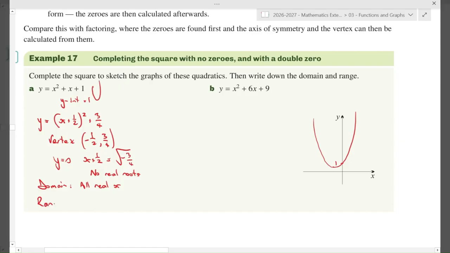What is my range? Remember, range is the y values? Nope. The domain, yes, you could write negative infinity to positive infinity, but the range? 3/4. It is greater than or equal to 3/4, or you could do from 3/4 up to infinity with a square bracket on the 3/4. We know that 3/4 is the minimum because that's our vertex on a concave up parabola.